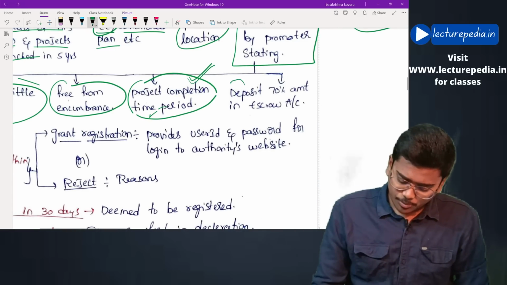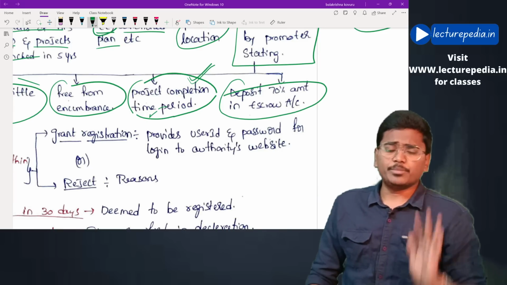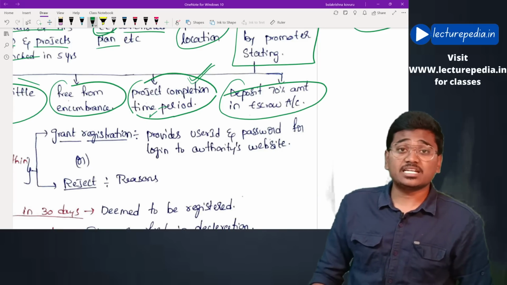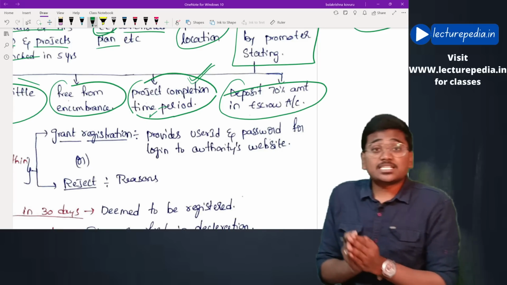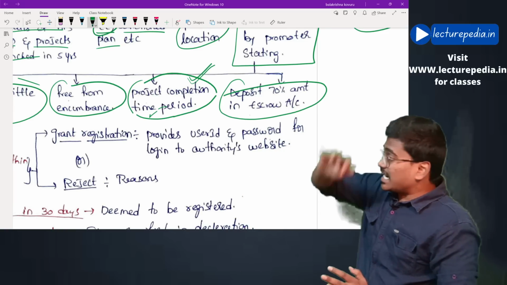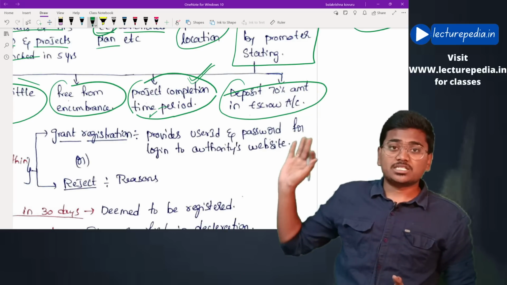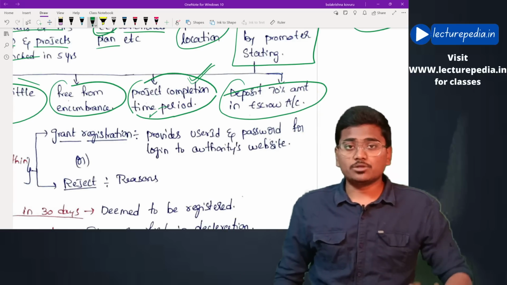Next, deposit 70% of the amount in an escrow account. He should also make a declaration to the RERA authority stating that I will deposit 70% of the amount that I have collected from the allottees in a separate escrow account, and I will utilize that amount only for the construction of this particular project. Such a declaration has to be given to the RERA authority.